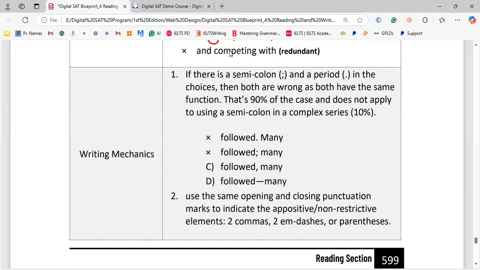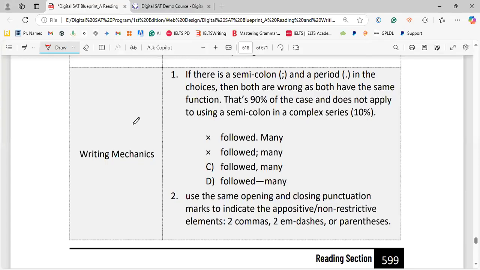In writing mechanics questions, if I have a full stop and a semicolon in the choices, in 90% of the cases it's wrong. Why 90%? Because there's 10% for the semicolon in a complex series. So when I see these in the choices, both of them are wrong.